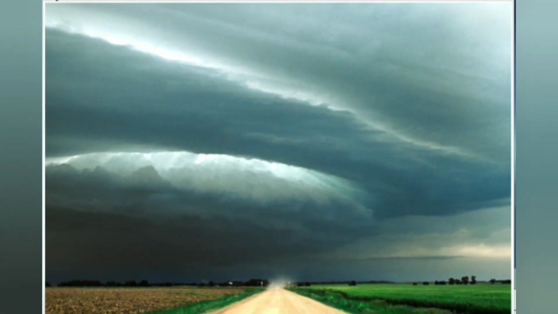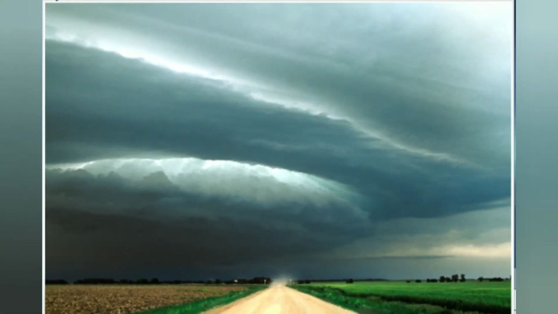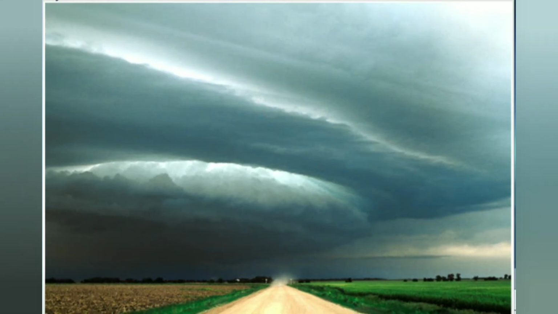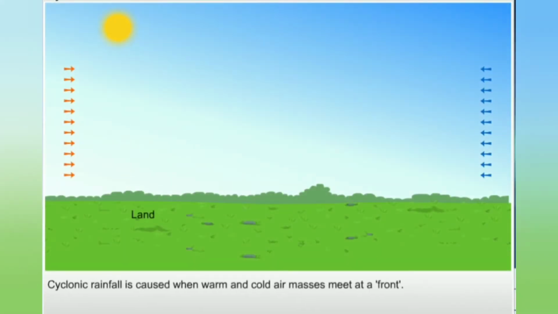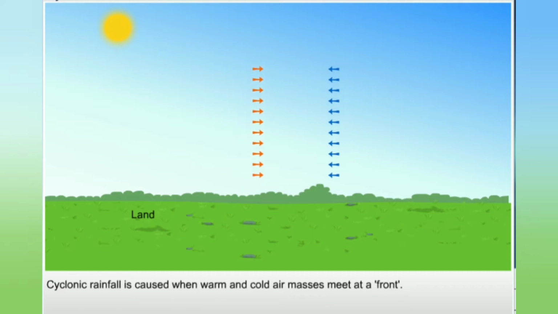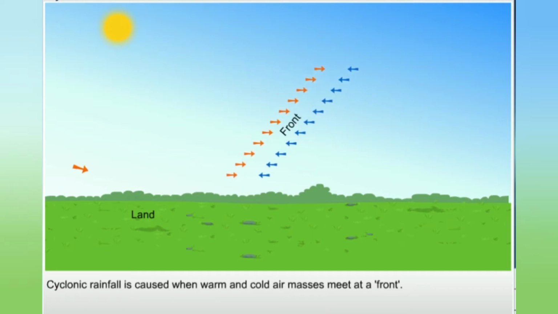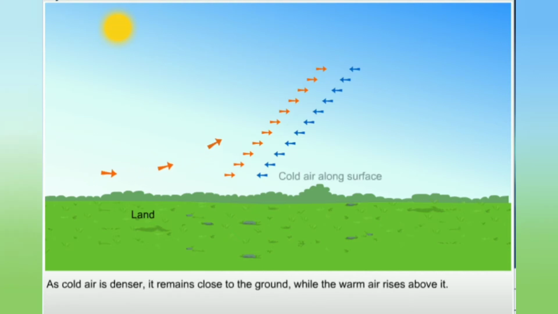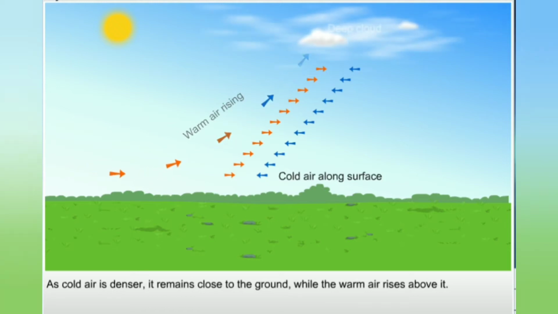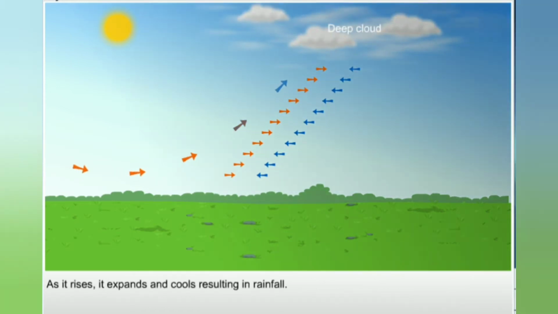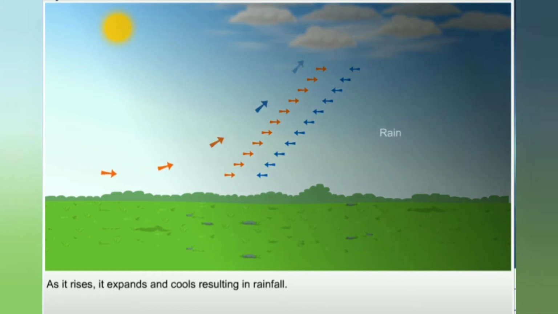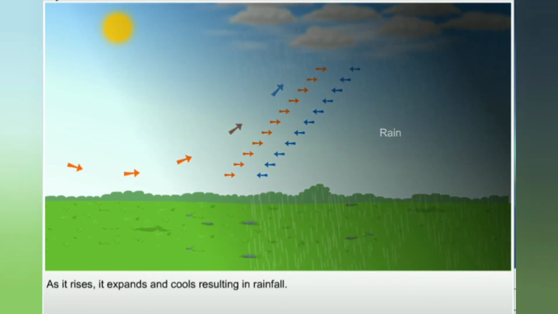Cyclonic rainfall. Cyclonic rainfall is caused when warm and cold air masses meet at a front. As cold air is denser, it remains close to the ground, while the warm air rises above it. As it rises, it expands and cools, resulting in rainfall.